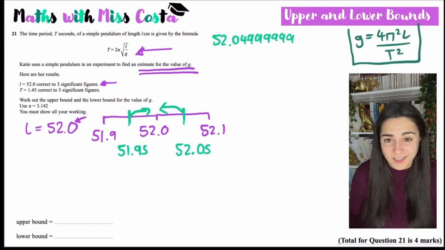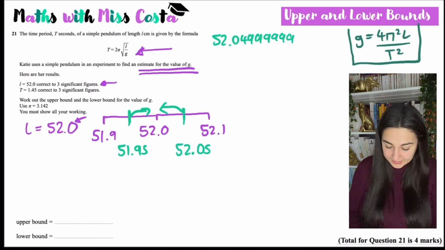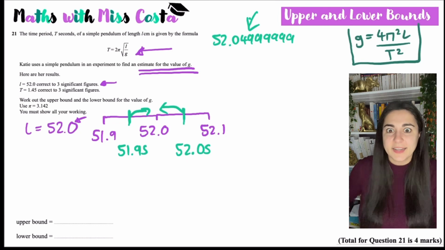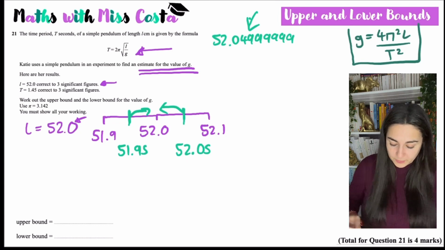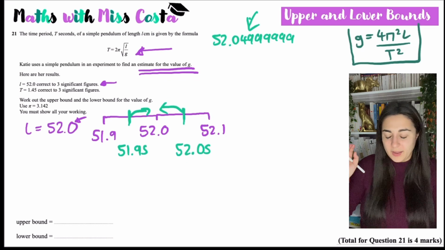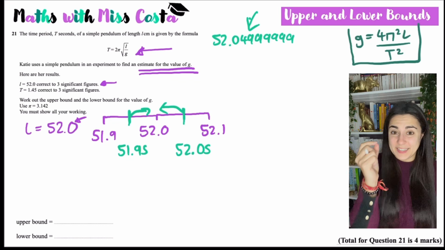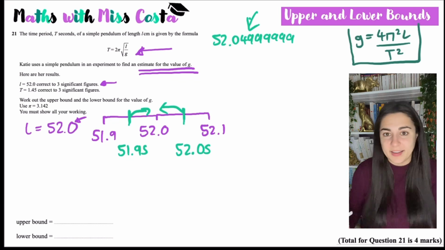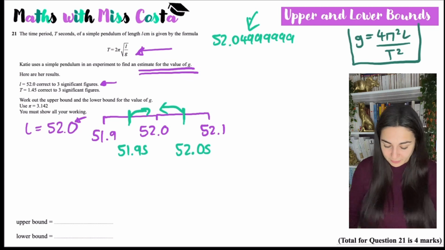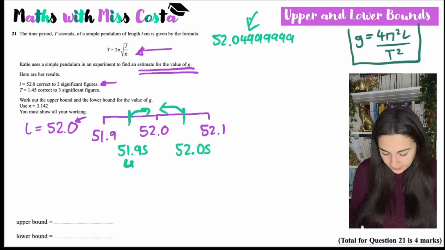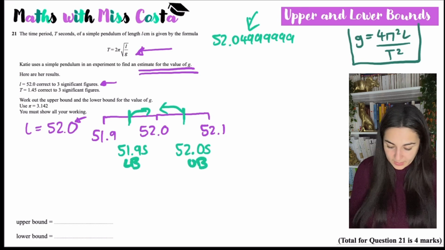It's going to be a little bit ghastly in terms of substituting, so it's accepted that when you're working with upper and lower bounds, the upper bound you can just write it as 0 as the 5, even though technically it would round up. So 52.05 would round up to 52.1, but the difference between 52.05 and 52.049 to infinity is so finite that we just accept that it's fine to write 52.05. So that's the lower bound, and that's the upper bound of L. And now we want to do the same with t.